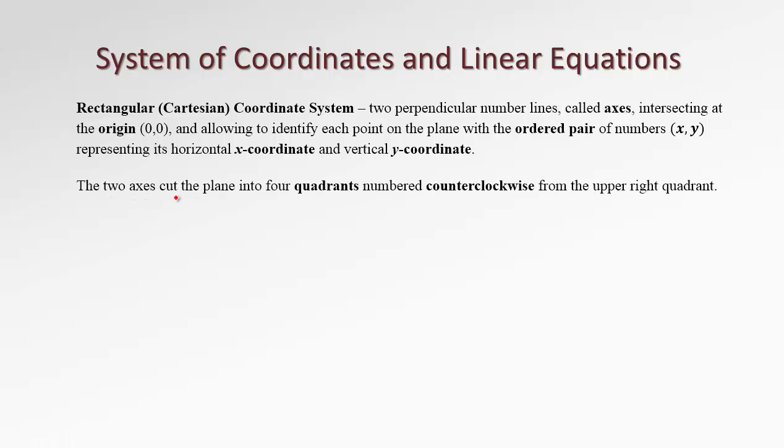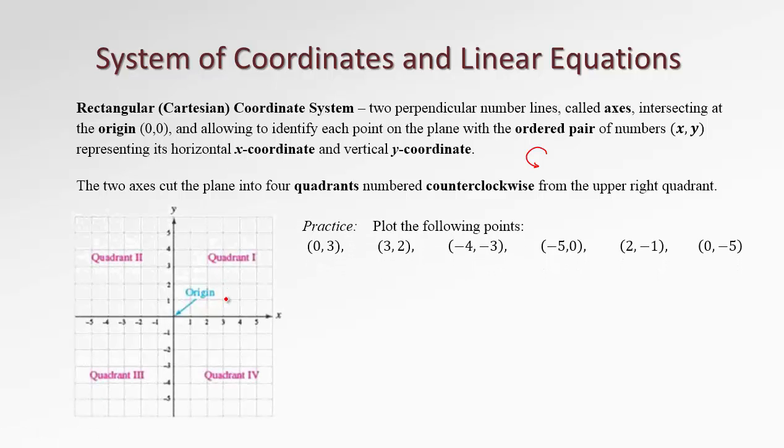This pair of numbers will represent the horizontal x-coordinate and vertical y-coordinate. The two axes cut the plane into four regions that are called quadrants, and those quadrants will be numbered counterclockwise. That means this way, starting from the upper right quadrant. So let's see how it looks like. We have two axes, the x-axis and the y-axis. They are positioned perpendicularly, with the common point being origin.